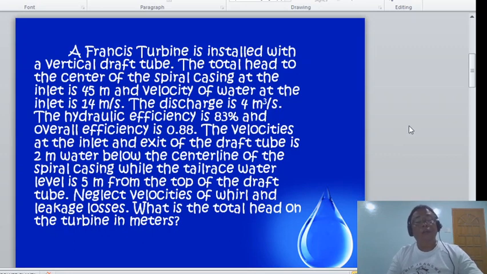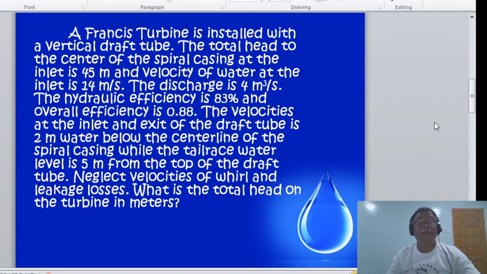The water is below the center line of the spiral casing, while the tail race water is 5 meters from the top of the draft tube. Neglect velocities of whirl and leakage losses. So what is the total head of the turbine in meters? Okay, class, consider this example.